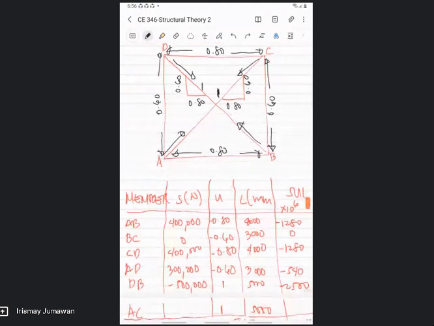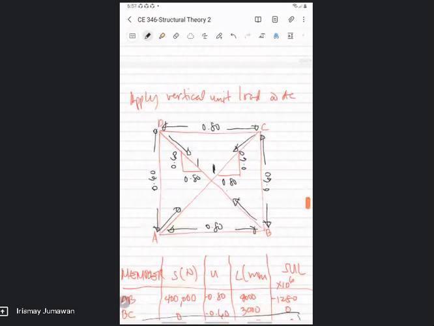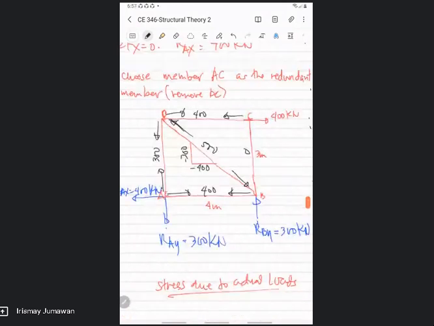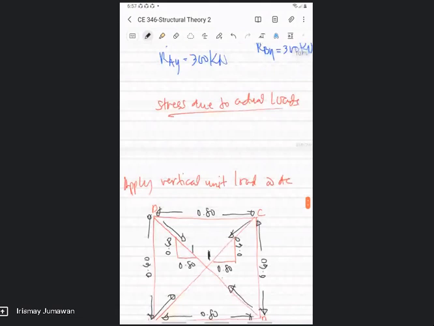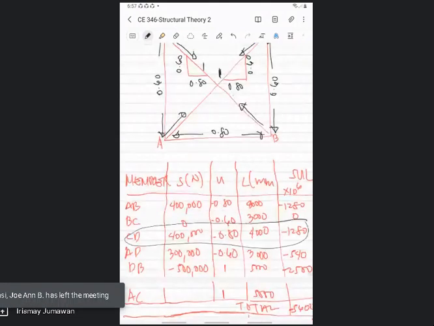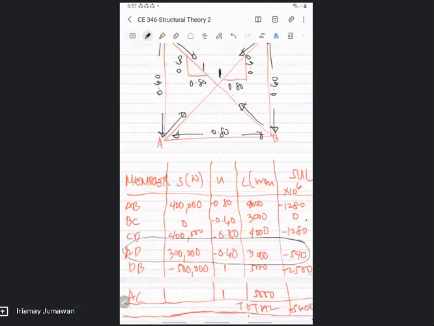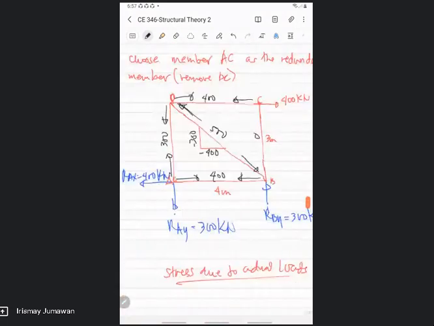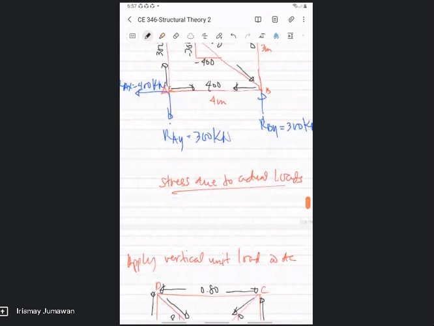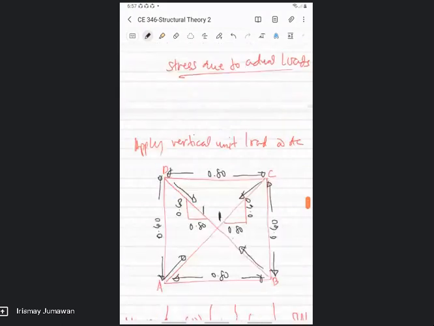Next is member CD. For member CD, you have 400,000. Then for the one unit load, you have 0.8. That is negative, so you write negative 0.8. Then the length is 4,000. Then for member AD, you get the stress that is 80, so that's 3,000. Then for the one unit load, you have negative 0.6, that is compression. So write negative 0.6, then the length is 3,000.